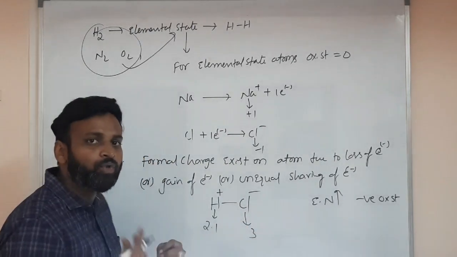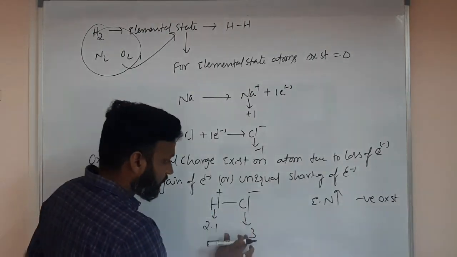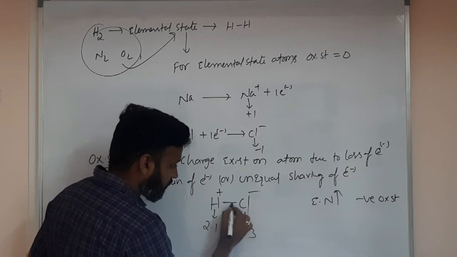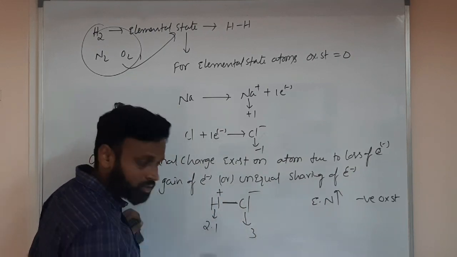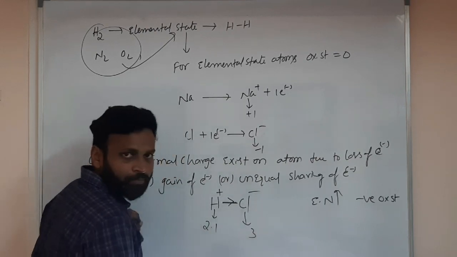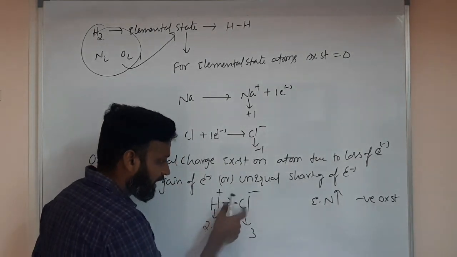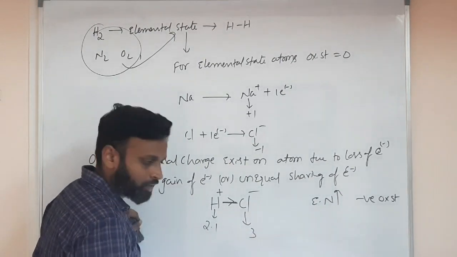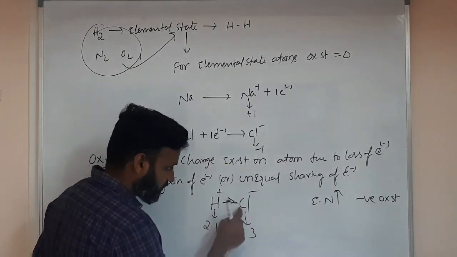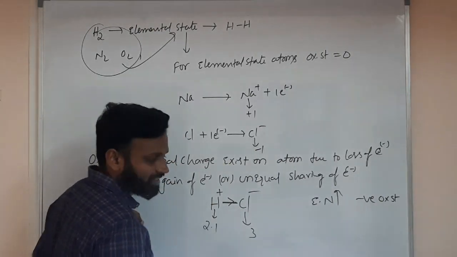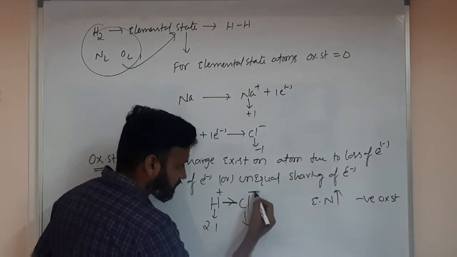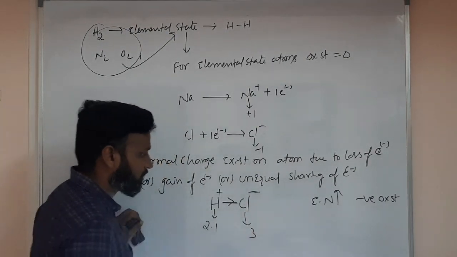Unequal sharing. How did you come to know, sir? Chlorine's electronegativity is more, 3. So this pair of electrons, one bond means 2 electrons, is slightly displaced towards chlorine. Like one chocolate shared by hydrogen and chlorine, they won't share equally. Chlorine takes more chocolate because it is more electronegative, with more attracting tendency. Understand? So chlorine gets minus 1 oxidation state, and hydrogen plus 1.